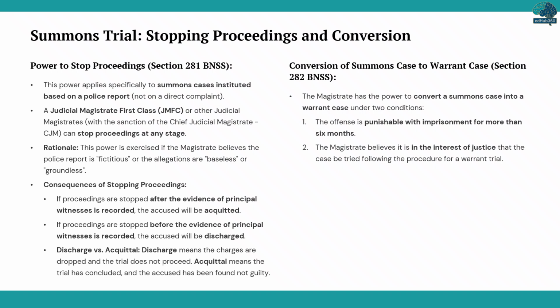It's important to note the difference. Discharge means the charges are dropped and the trial does not proceed, while acquittal means the trial concluded with a finding of not guilty. Lastly, a magistrate can convert a summons case into a warrant case if the offense carries more than 6 months imprisonment and it's deemed necessary in the interest of justice that the case be tried following the procedure for a warrant trial.